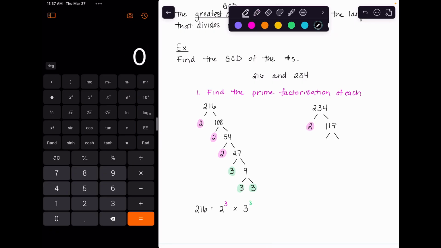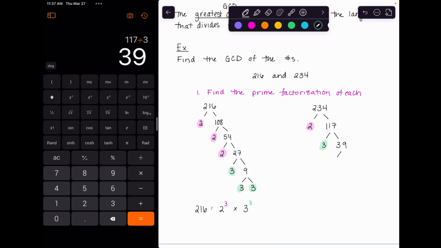So unfortunately, 117 is not an even number. Just to show you, if you divide that by 2, it doesn't work out. So we're going to try the next prime number, which is 3. And that thankfully does work out nicely. So 117 can be written as 3 times 39.